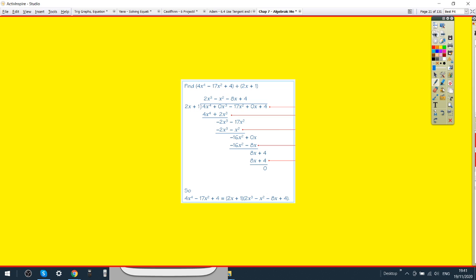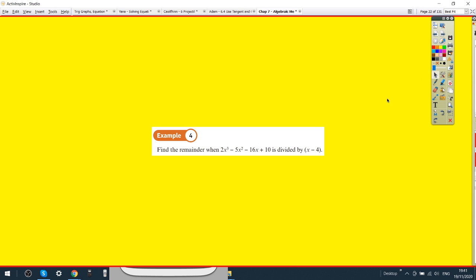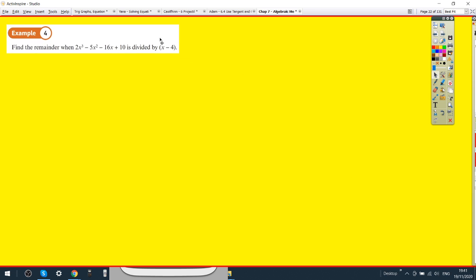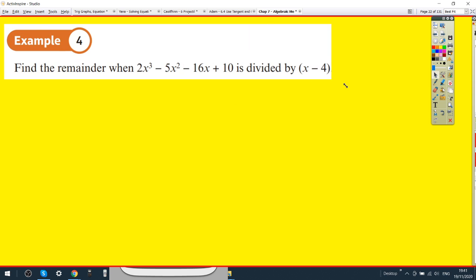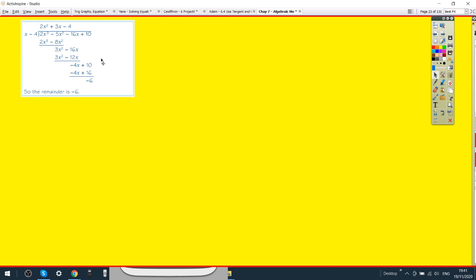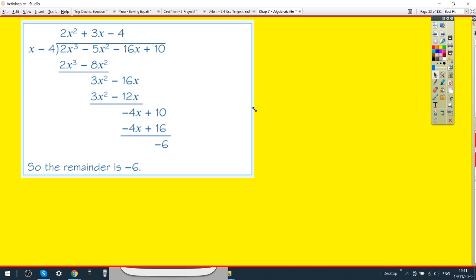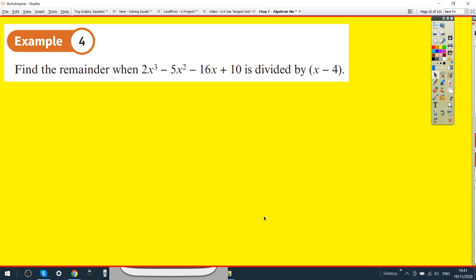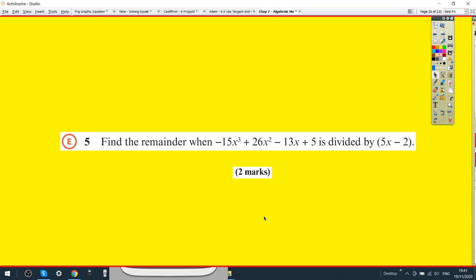There's a long explanation. I'm not going to do this one because we'll do it later. This one, when you do the long division, you get a remainder of minus 6. So the remainder is minus 6. For our ones, there they just wanted the remainder.